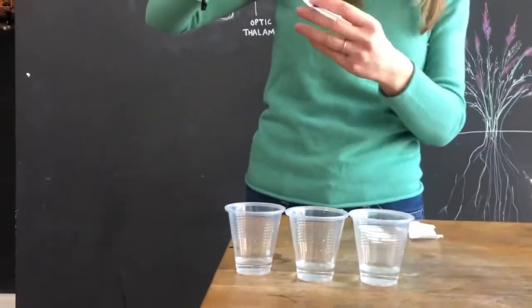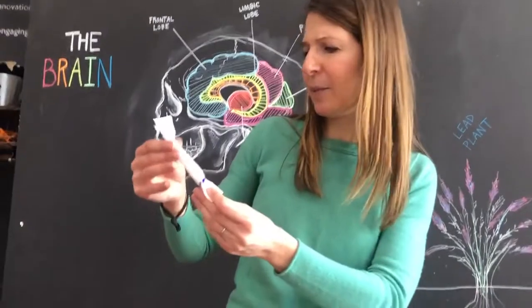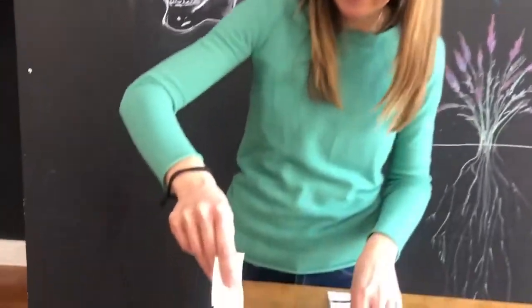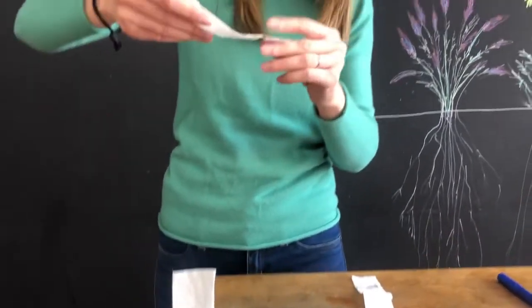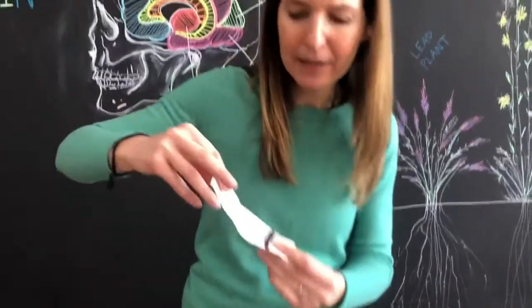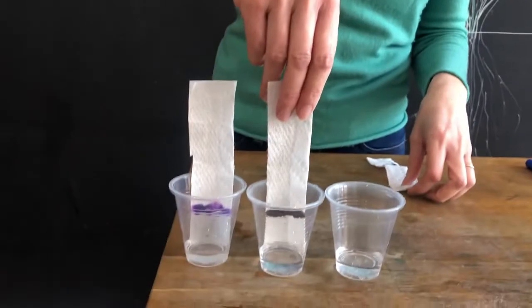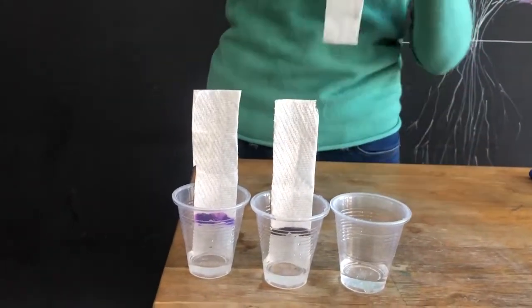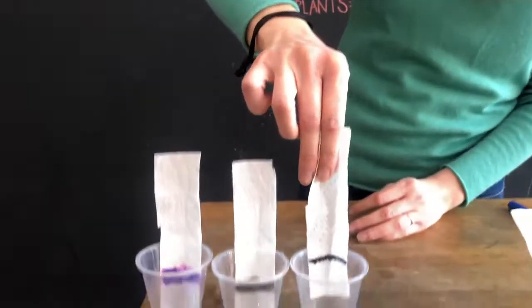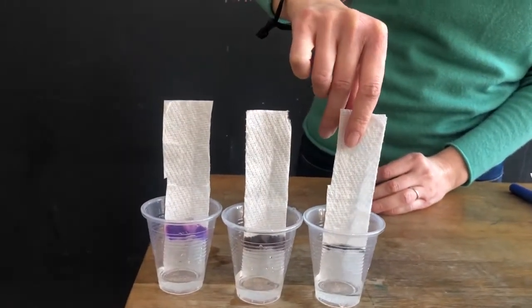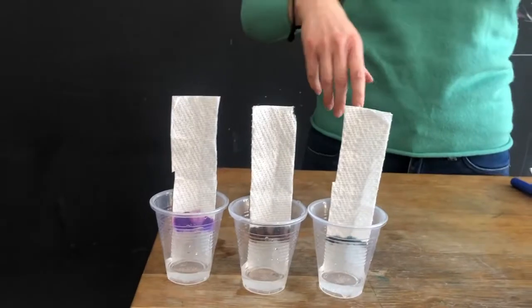So here I'm going to have my purple. Something that helps is if you fold it like this and put it in, that helps it stand up a little bit better. And then this one, we'll do our brown one. You can see how quickly it starts working. This is our black one. So even within just a couple seconds, it looks like they're starting to move up.